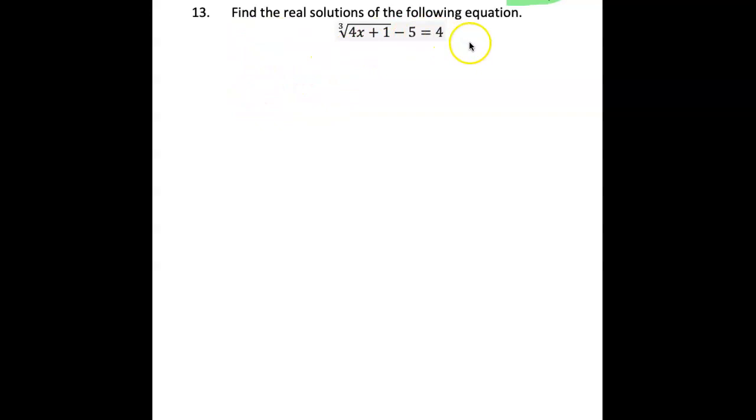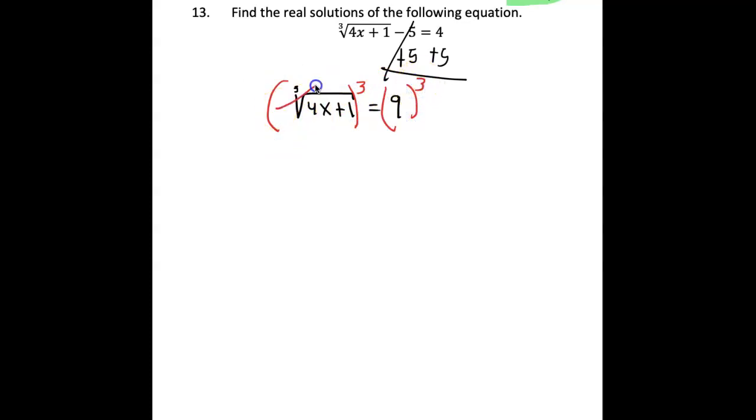It says find the real solutions to the following equation. Again, it's not a square root, it's a cube root, but we need to isolate the radical. So the first thing we're going to do is add the 5 to both sides. Look at that line, not even straight. The cube root of 4x plus 1 equals 9. And then in order to cancel the cube root, we're going to cube both sides.